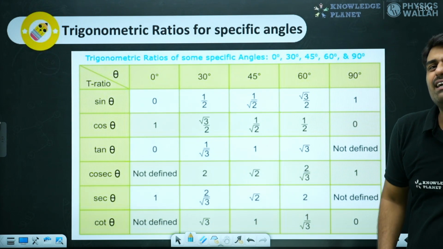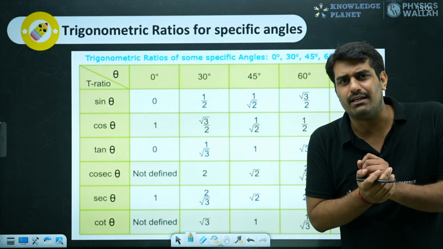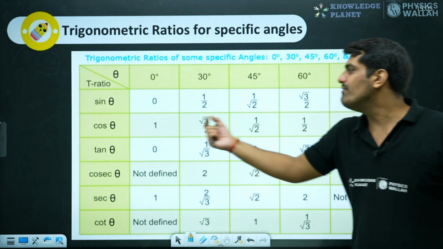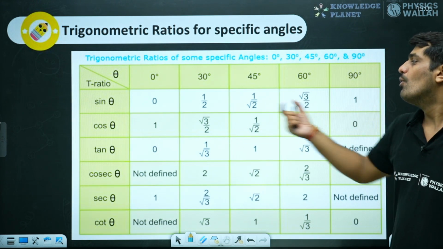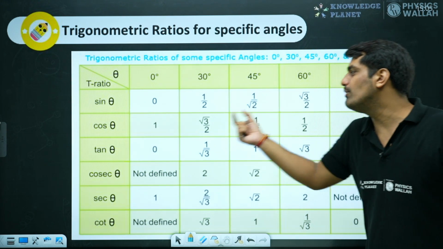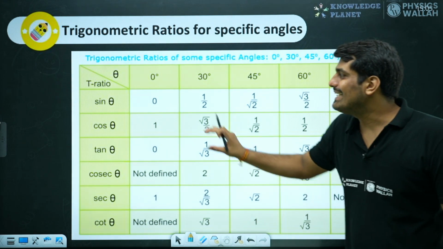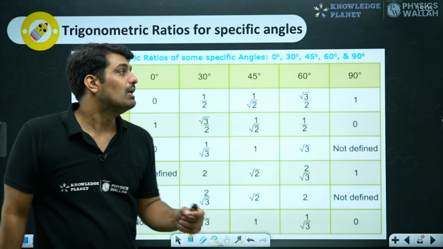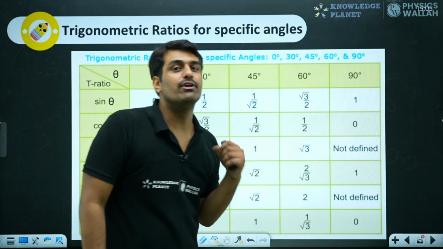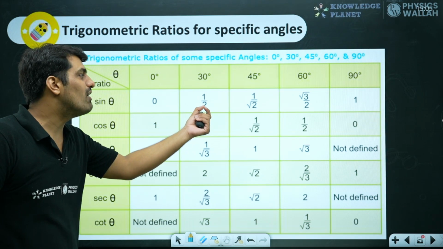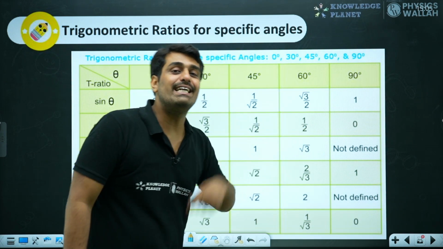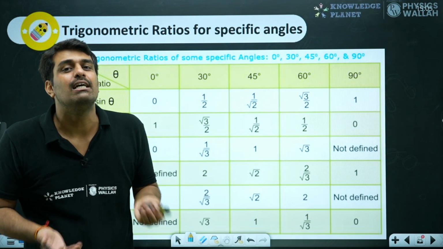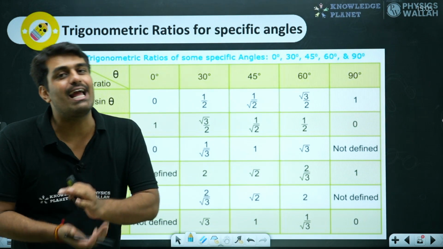Now you will find that the values are somehow interrelated. Here we have 0, here we have 0, here we have 1, here we have 1, 1 by 2, 1 by 2, root 3 by 2, root 3 by 2. Now, basically they are inverted images of each other. Sine at 0 is giving you 0, cos at 90 is giving you 0. Sine at 30 degrees is 1 by 2, cos at 60 degrees is 1 by 2. So if you can remember this correlation, you can always go forward very easily in the calculation part.